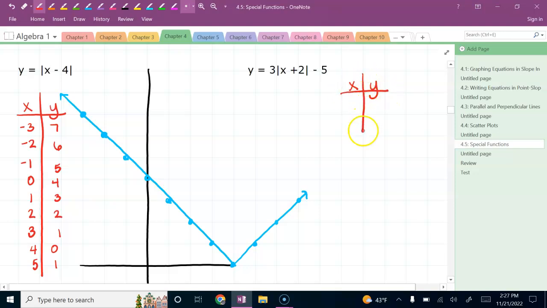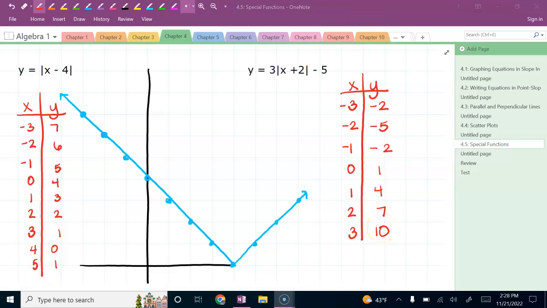And you can still use the same sets of numbers. So -3 to +3. And when I did that, I got -2, -5, -2, 1, 4, 7, and then 10. And then you can graph it.